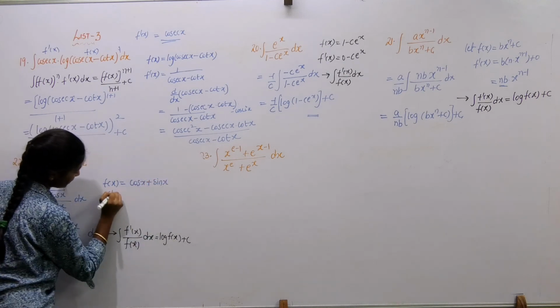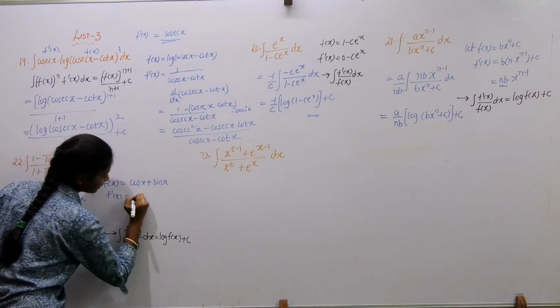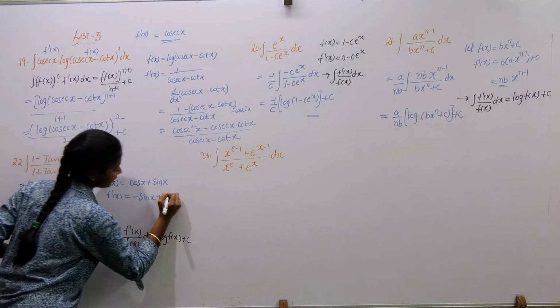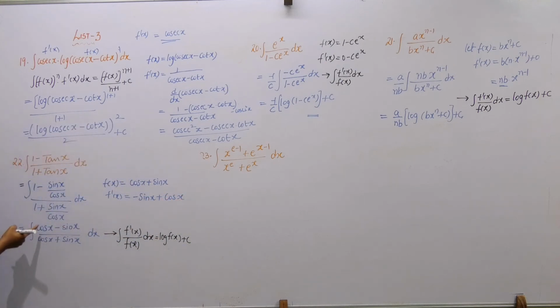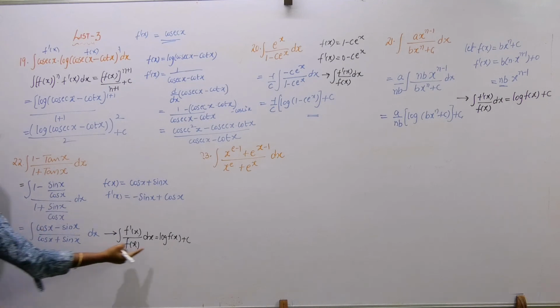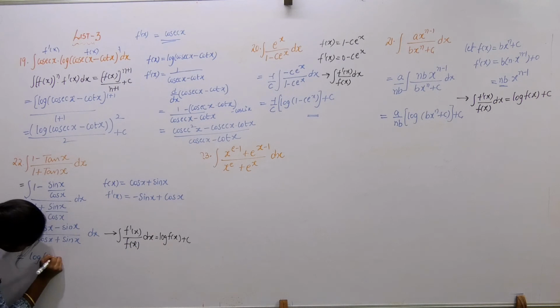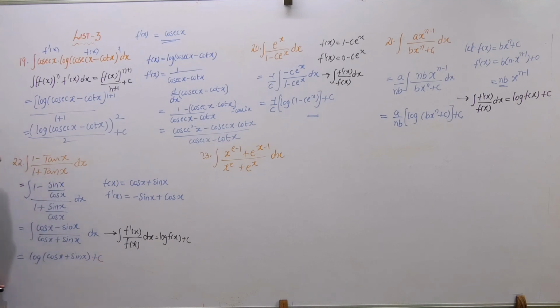Now on differentiating, f dash of x is equal to d by dx of cos x, which is minus sin x, plus d by dx of sin x, which is cos x. We have this value in the numerator, f dash of x by f of x. So we substitute this formula. We get log of cos x plus sin x plus c.